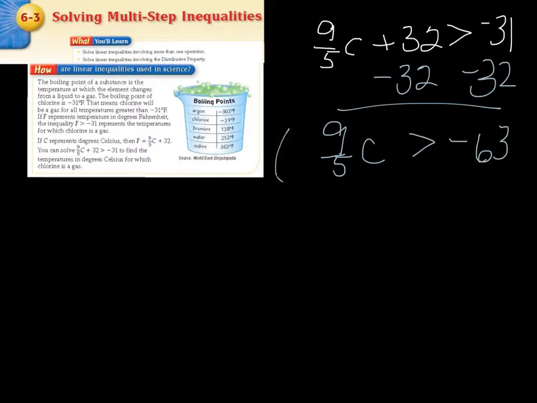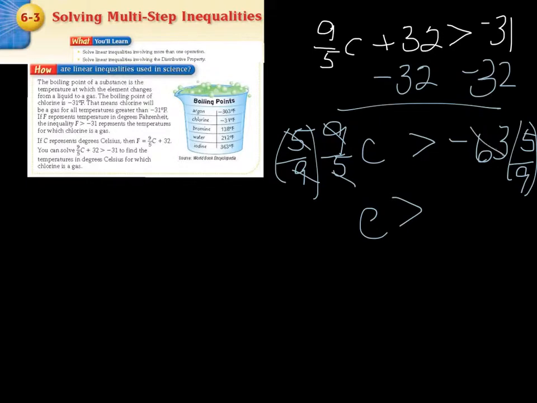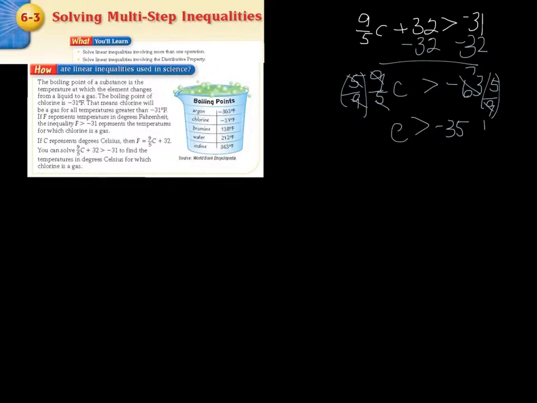And this isn't going to come out very even. We're going to multiply by the reciprocal, which is going to be 5/9. Oh, I guess 9 will go into 63. Canceling, I have C is greater than negative 7 times 5, which would be negative 35. So for all temperatures greater than negative 35 degrees Celsius, chlorine is a gas.